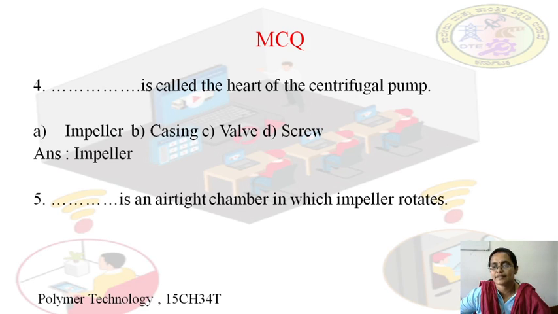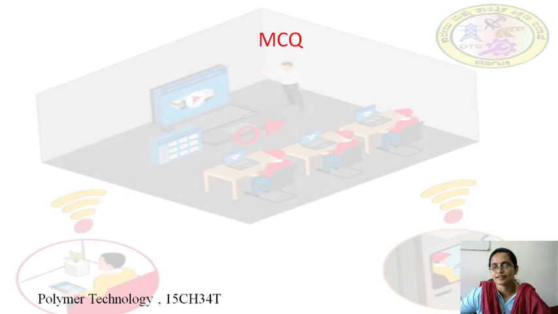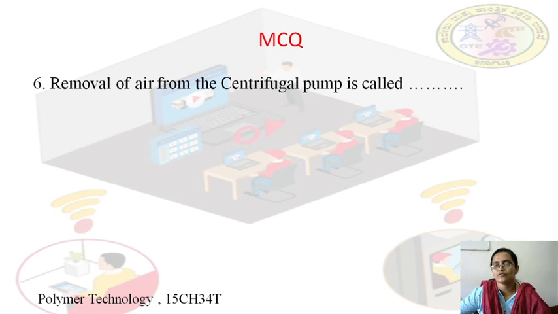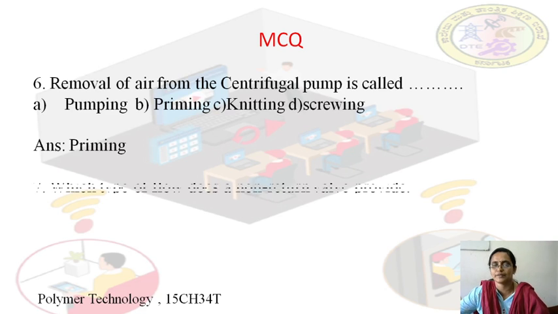Dash is an airtight chamber in which the impeller rotates. Impeller, casing, valve, screw. The answer is casing. Removal of air from a centrifugal pump is called dash. Pumping, priming, knitting, screwing. The answer is priming.